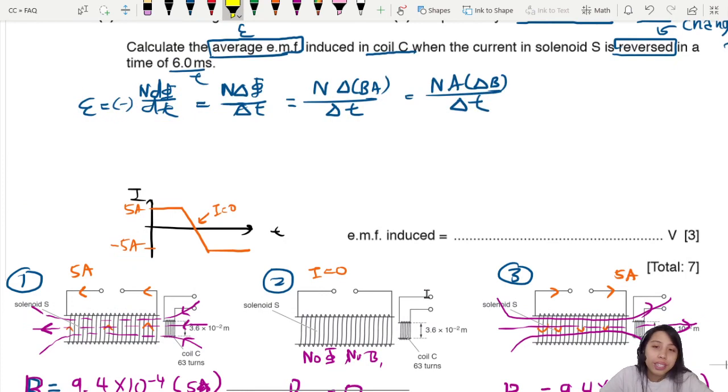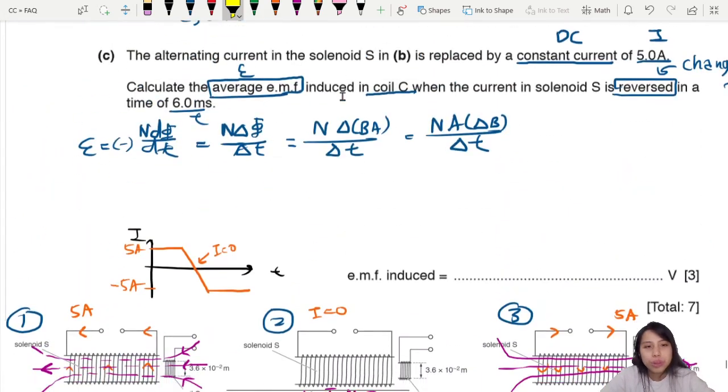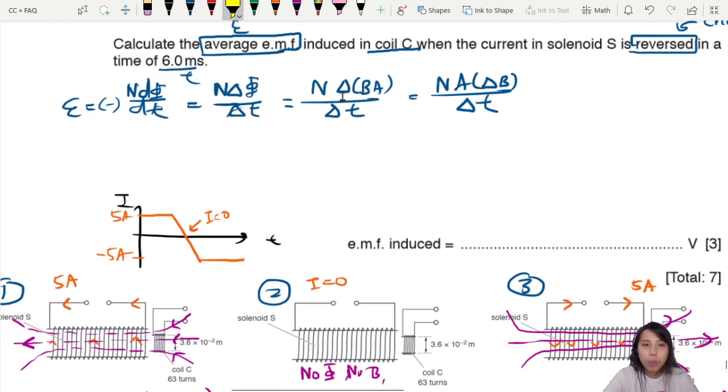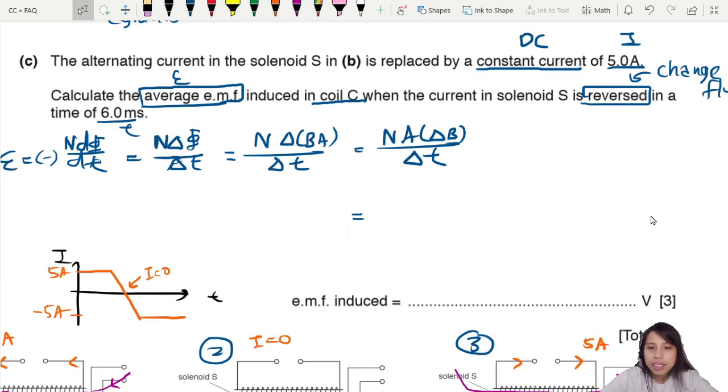So let's finally do our calculation. This diagram hopefully helps you to think of reverse flux. Whenever there's a reversal, it's actually a times 2 because it's 2 times the change: forward to nothing, nothing to backward. Let's plug in our values. The number of turns here is 63, and that is the tiny little coil. That's given to us.